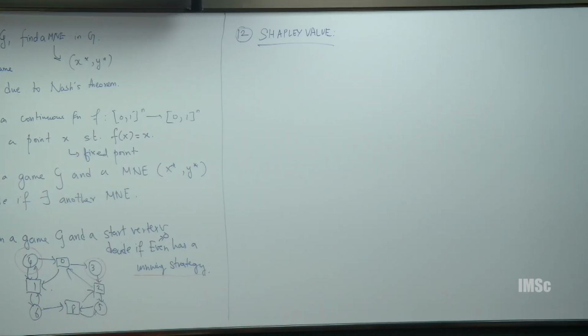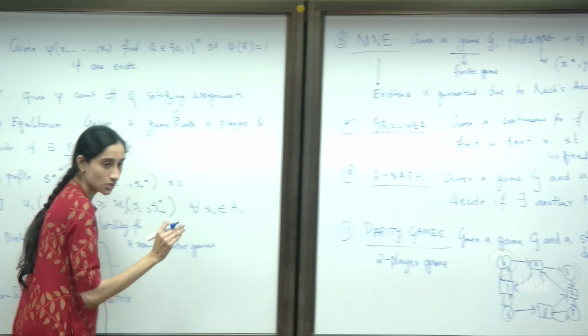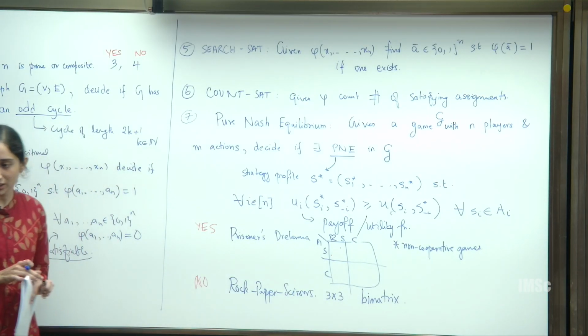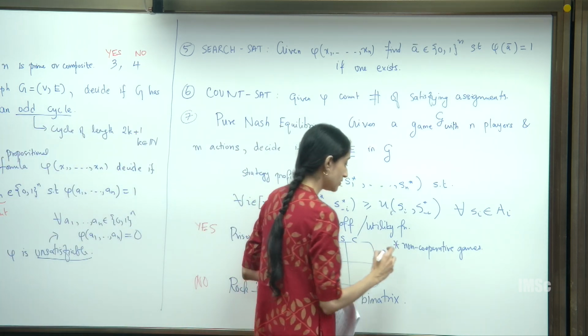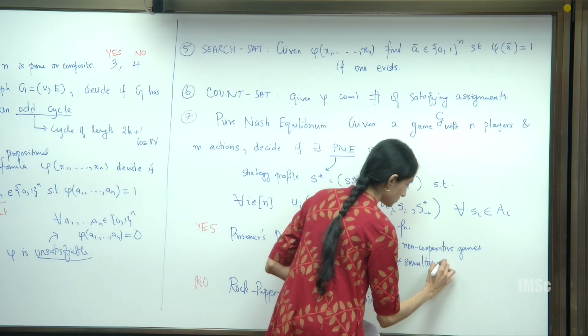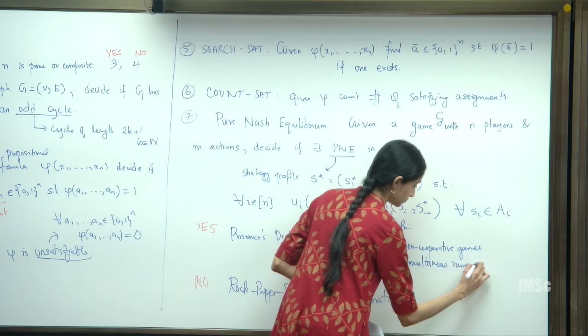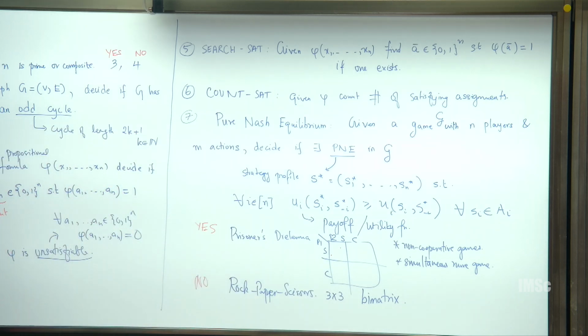If you look at prisoner's dilemma, rock, paper, scissors, these are non-cooperative games. The players don't cooperate with each other, no coalition. Everybody wants to win. So that's one feature. The next thing is, it is a simultaneous move game. Players make moves simultaneously.